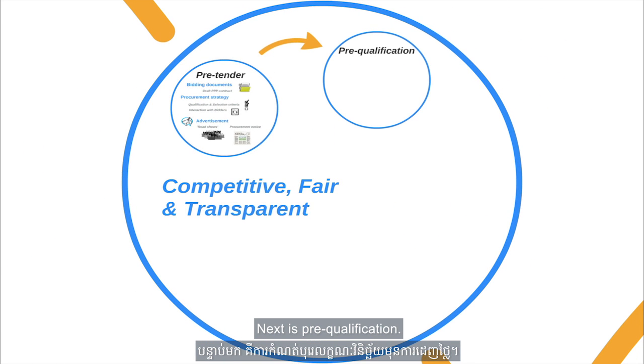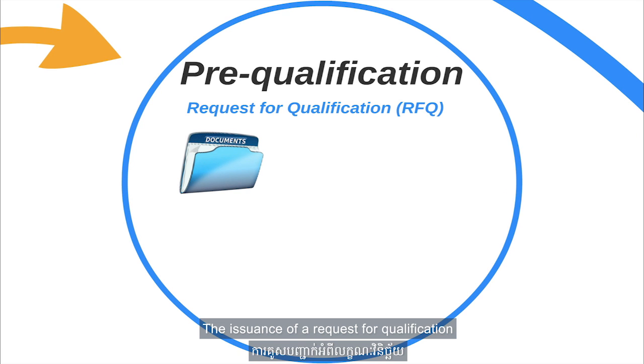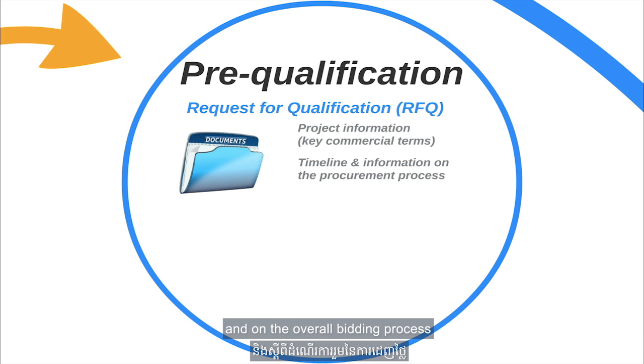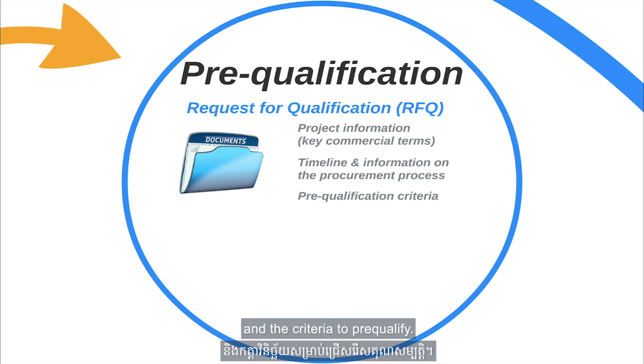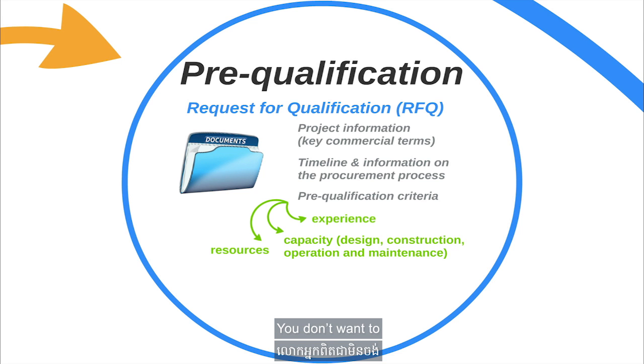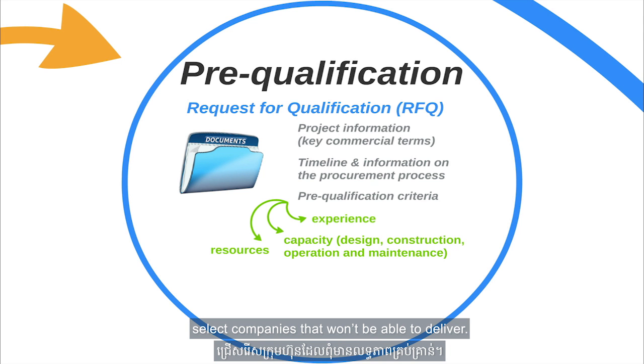Next is pre-qualification, the issuance of a request for qualification, RFQ. It's the first step in the transaction. This set of documents gives information to potential investors on the key commercial terms of the project and on the overall bidding process and the criteria to pre-qualify. Through pre-qualification, you want to select only companies with the required experience, capacity and resources to handle the project. You don't want to select companies that won't be able to deliver.